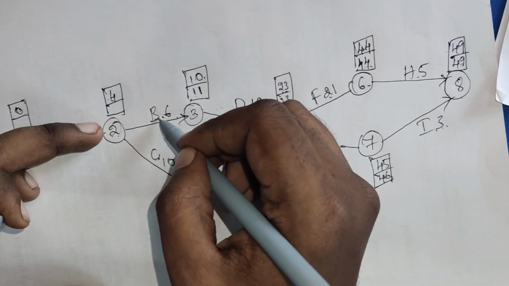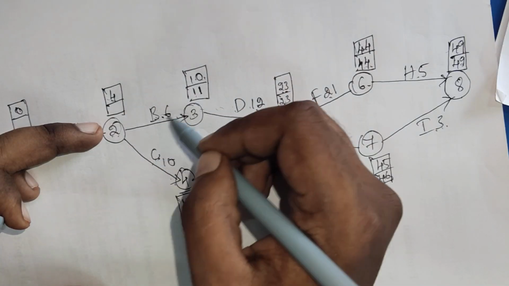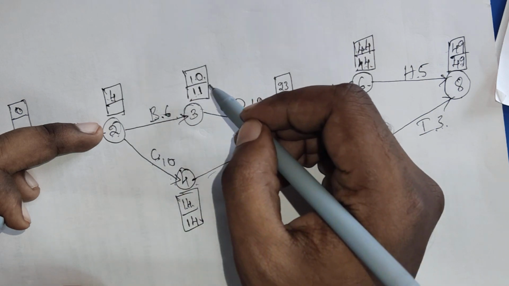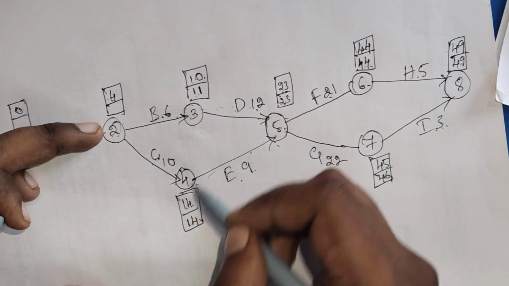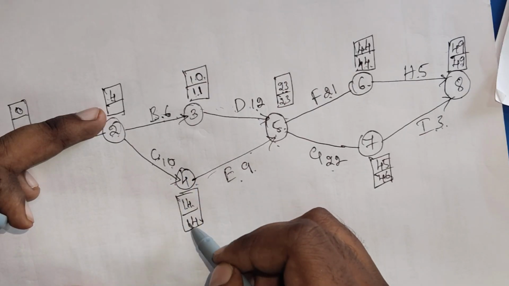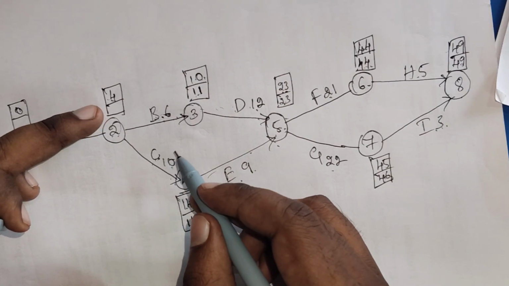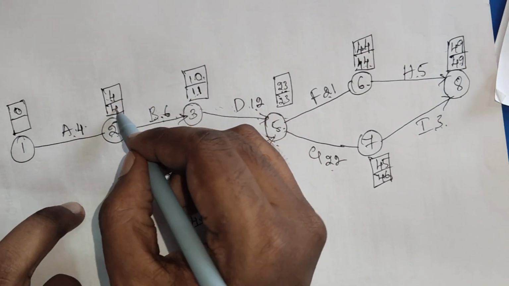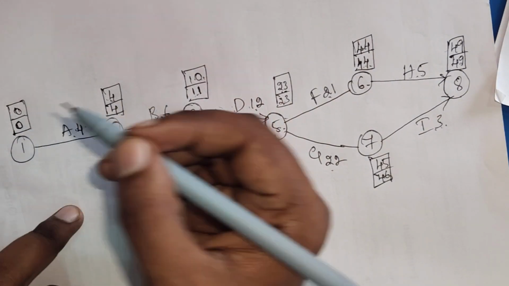For 2, we get two activities, one is B and another one is C. B is 6, C is 10. The latest finish times are 11 and 14. 11 minus 6 becomes 5, and 14 minus 10 becomes 4, which is actually low. We take 4, and at the end 4 minus 4 becomes 0.